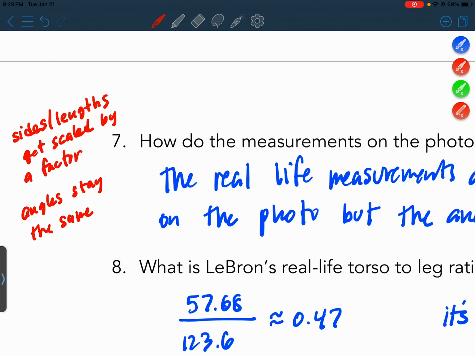So the angles don't change. Okay. So when we have two images where we can see that the sides have been scaled by some factor, but the angles have stayed the same, we call those two images similar images or similar figures. All right, so sides are changing by the same factor, and the angles stay the same.